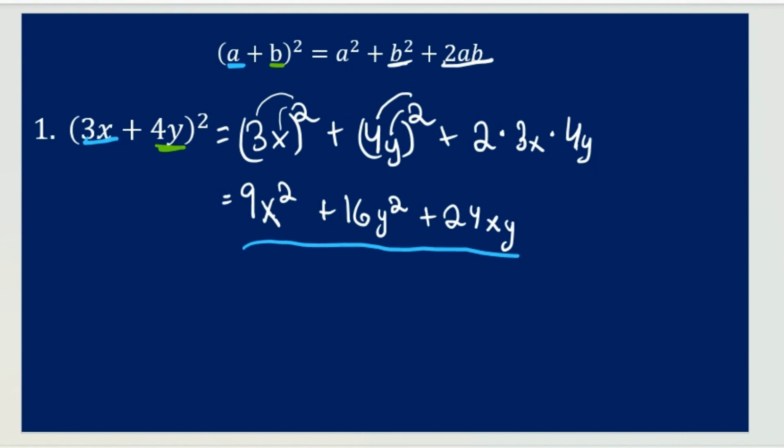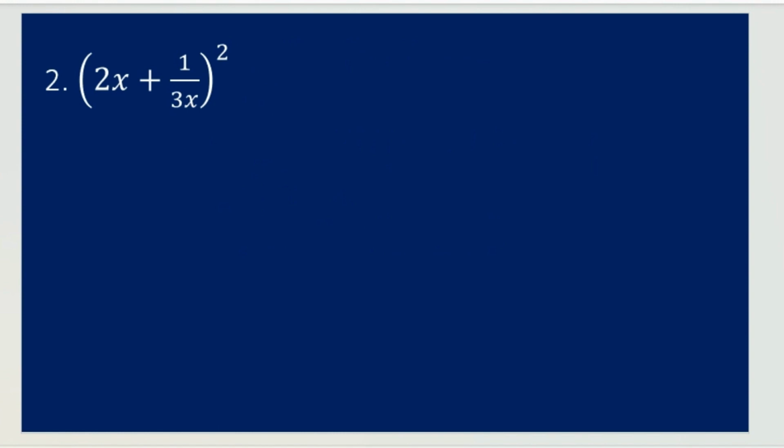So this question is pretty simple. So now let's move on to a harder one. Not too hard, but pretty hard. Okay, (2x + 1/3x) whole square. Okay, so this isn't that hard either, but not that easy either, you know?